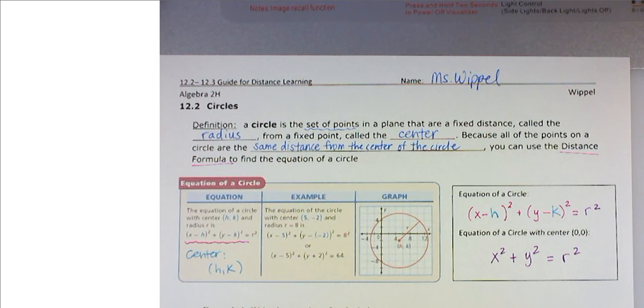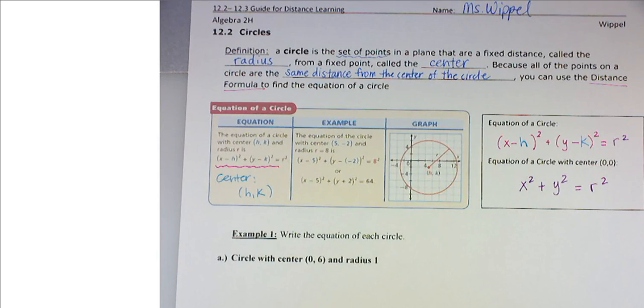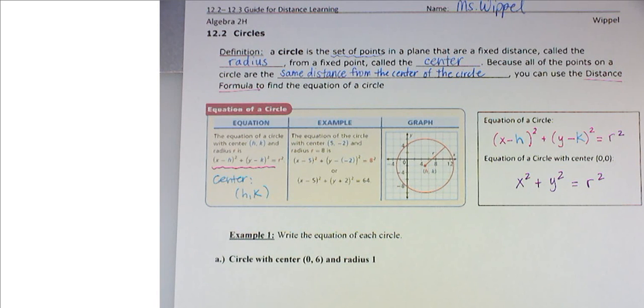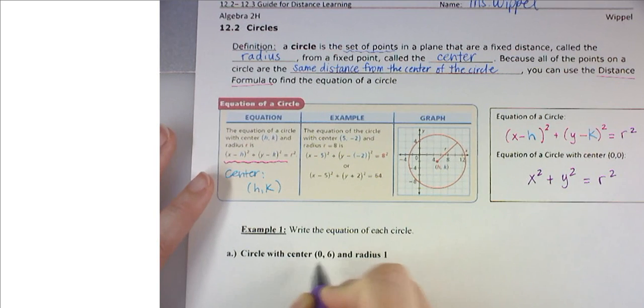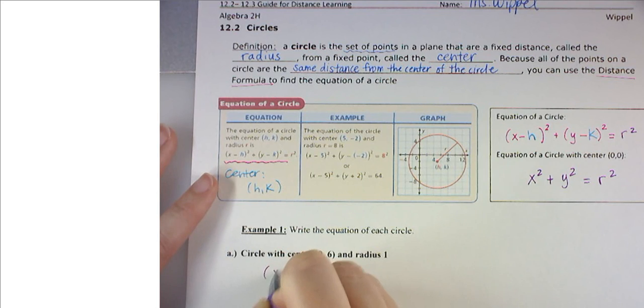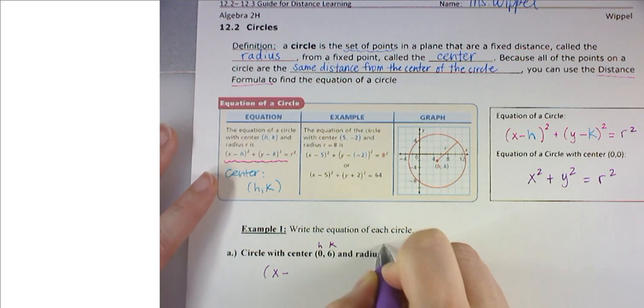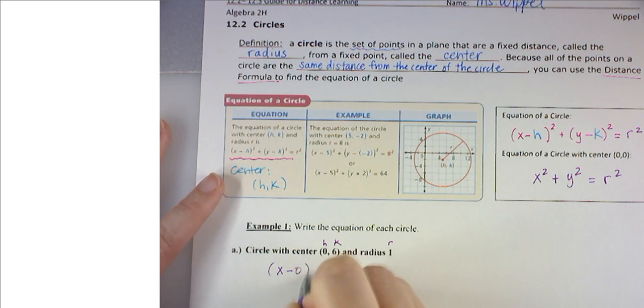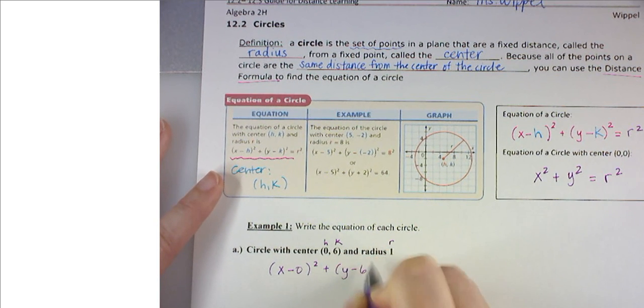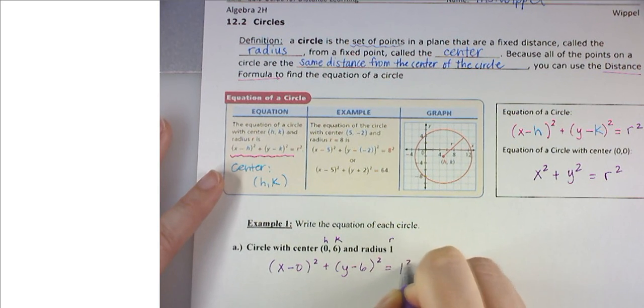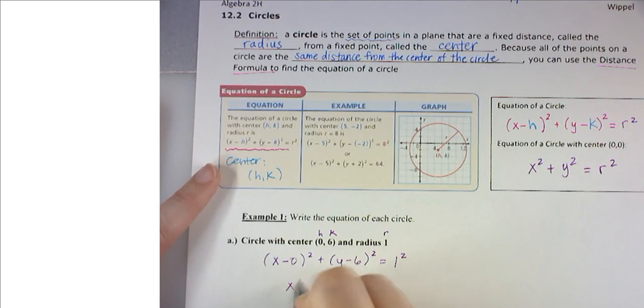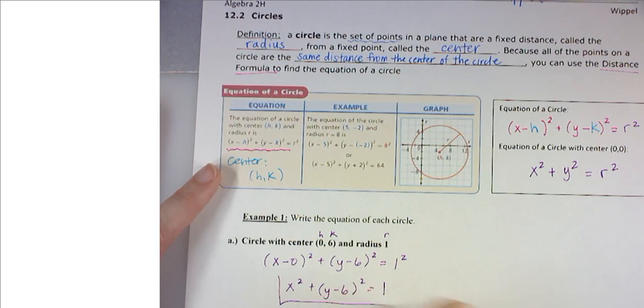So we're going to write the equation of the circle. In this one, they give you that the center is (0, 6), and your radius is 1. So we're just going to plug this into our equation. So x minus, this is your h, this is your k, this is your r. So x minus 0 squared plus y minus 6 squared equals 1 squared. So this is going to simplify to x squared plus y minus 6 squared equals 1. 1 squared is going to be 1, and that's how you would write your final answer.